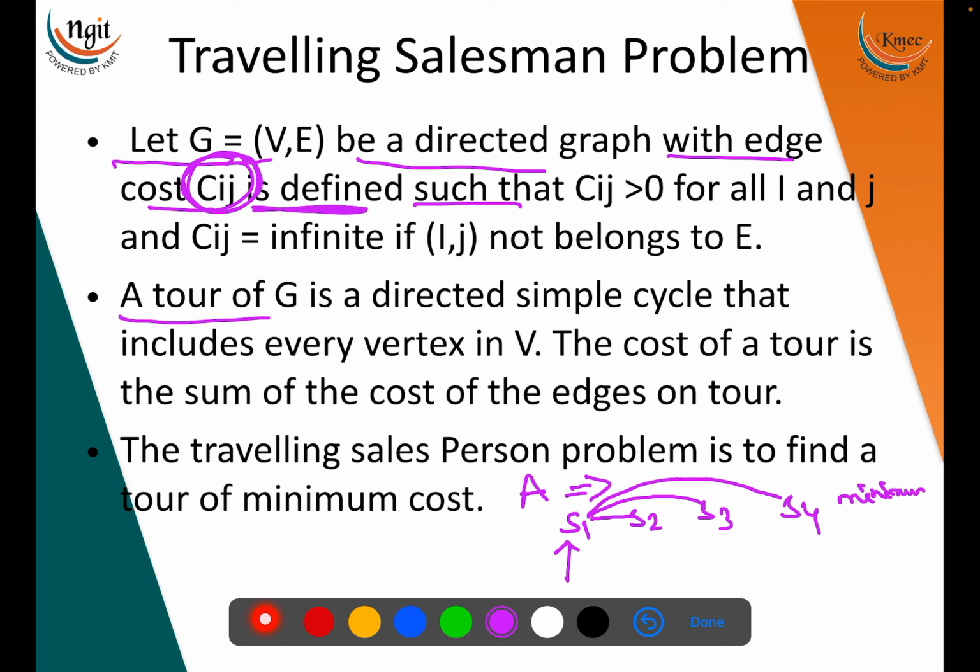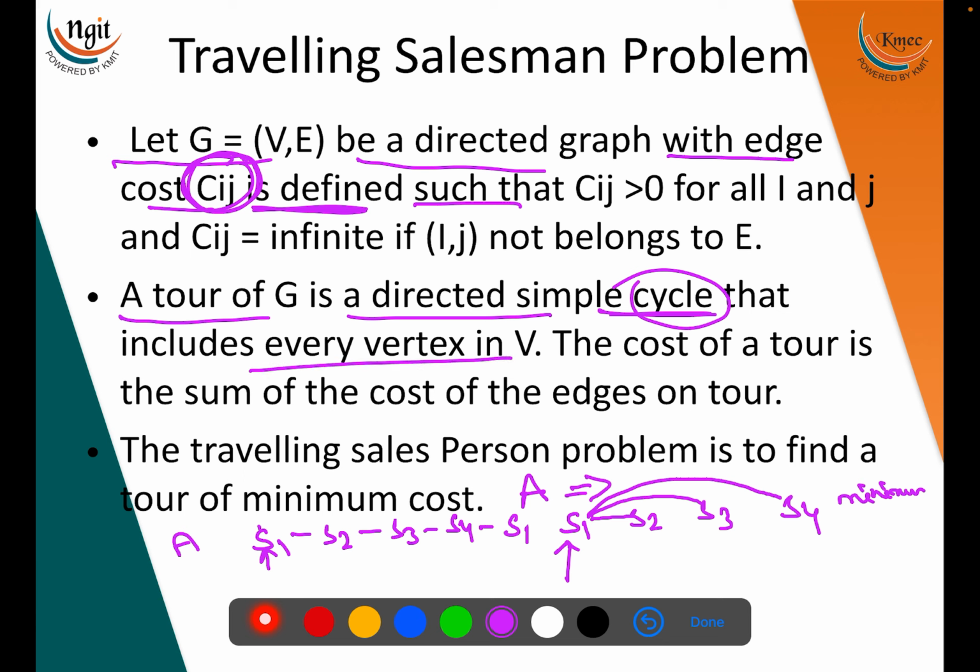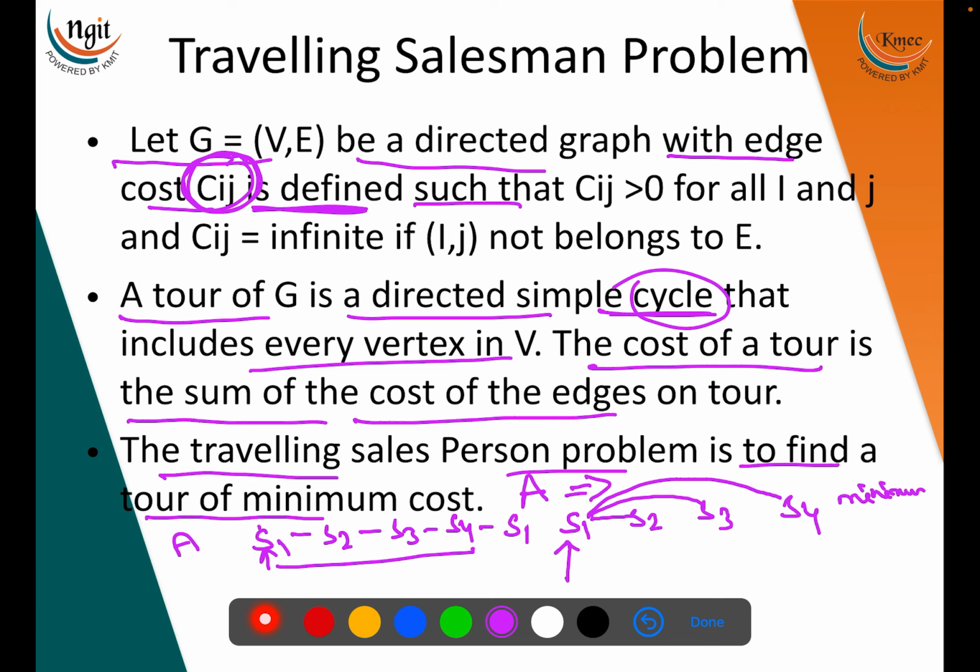That means a tour of G is a directed simple cycle. Simple cycle in the sense that if a salesman has started his tour from the S1 city and has visited all the cities, he should go back to S1 because it is a cycle. If he is living in S1, he has to come back to S1, right? So that is what a directed simple cycle is, and it includes every vertex in V. He has to visit all the cities available in the graph. The cost of a tour is the sum of the cost of the edges on the tour. The traveling salesperson problem is to find the tour of minimum cost.